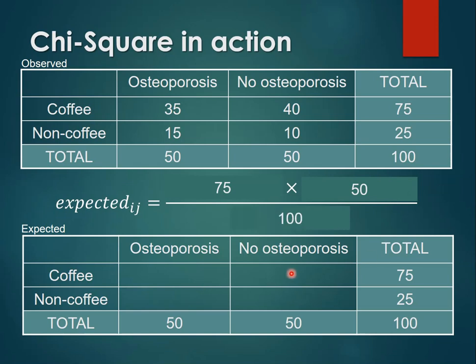Then we can do the same thing for the rest of the cells, and you will get these values. So 75 times 50 divided by 100, you get 37.5. For this cell, for example, you have 75 times 50 also, divided by 100, you get 37.5. So this is the expected values, and the top one is the observed values.